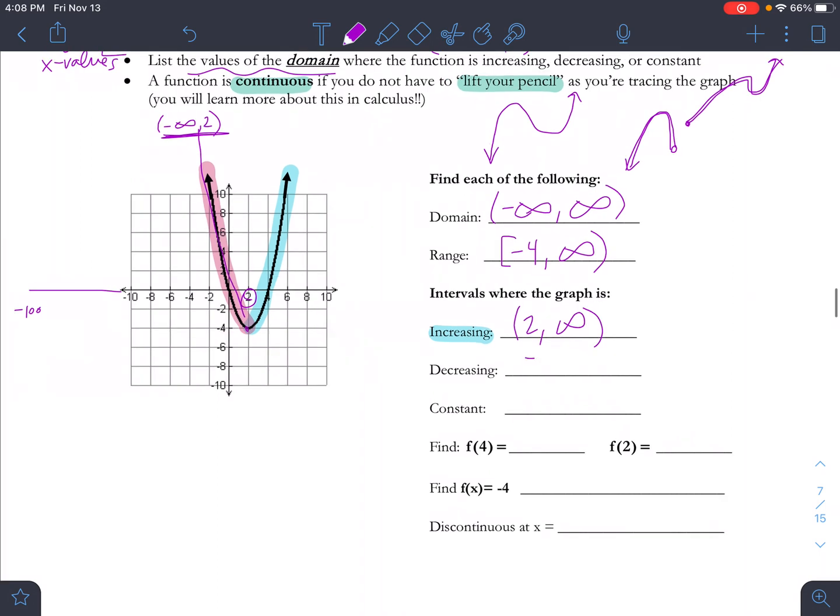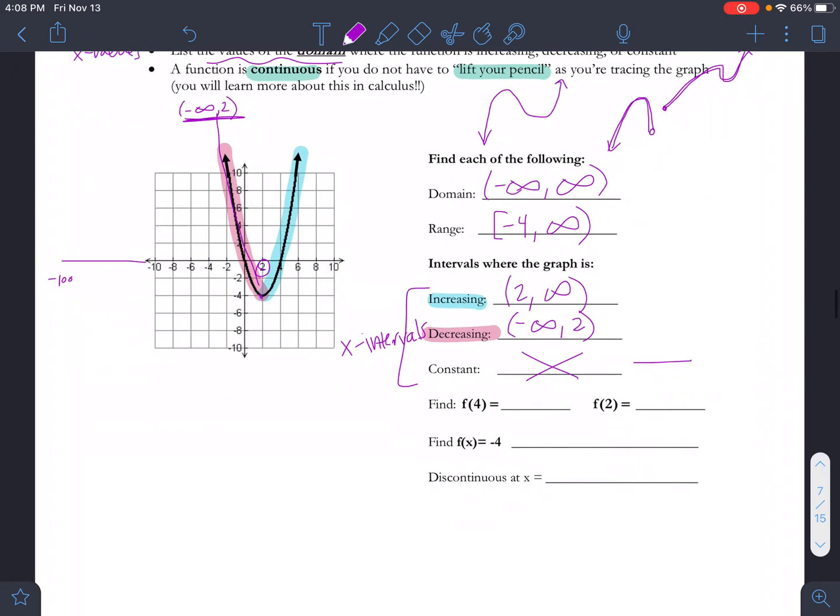And decreasing was negative infinity to 2. Okay, so again, notice these are x values. It's not constant anywhere. Constant would be a 0 slope, and we don't have any 0 slope here. Arguably, you could say at that point at 2, there's 0 slope, but there's not an interval. Okay, so again, we're looking for x intervals here.